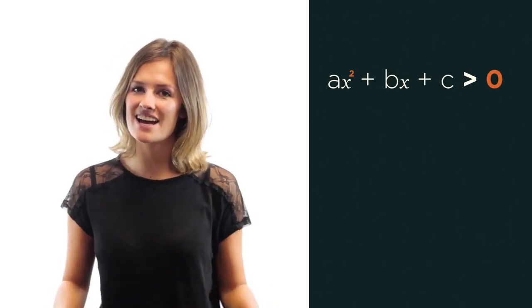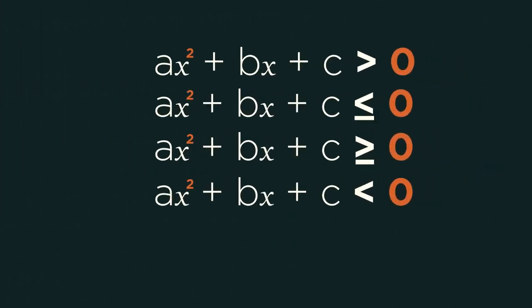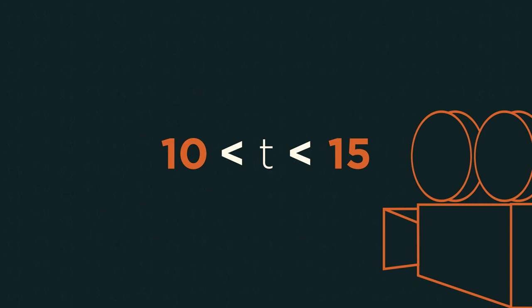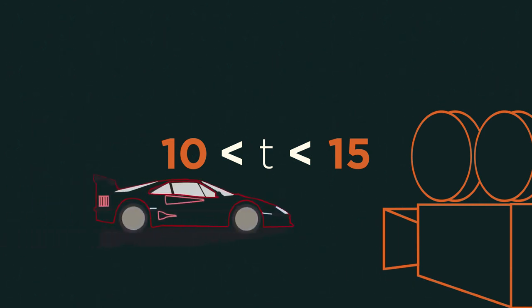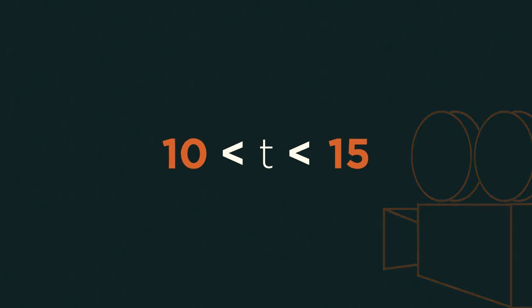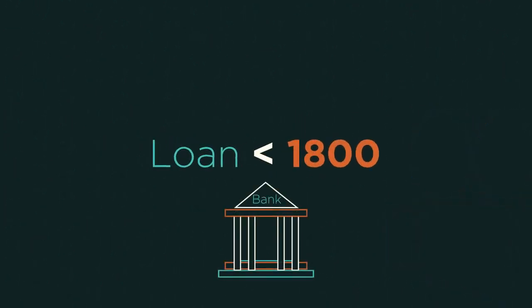You probably already know that quadratic equations look like this, but we can also have quadratic inequalities. We use inequalities to show us a range of possible values, which actually have many real-life uses. For example, I might use them to work out that I need to film a race car between 10 and 15 seconds after the start of a race. And they're used throughout finance, such as working out what loan you can afford based on your expenditure.